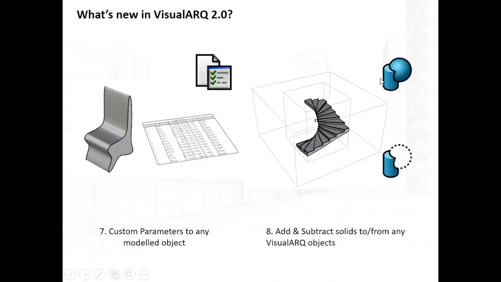Also, we have added the commands to do Boolean operations between VisualARQ objects and Rhino geometry, which is something that was only available for walls up to the 1.9 version. So now it's also available for any kind of object without losing the parametric information.